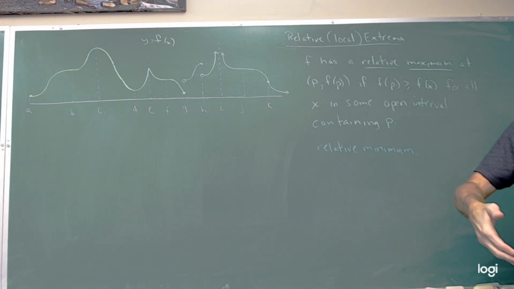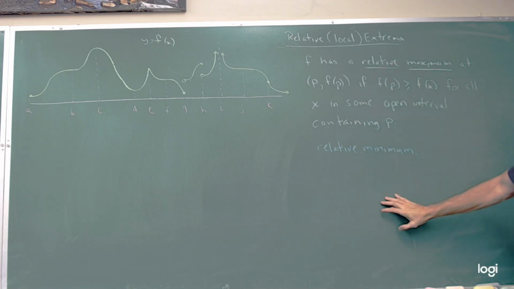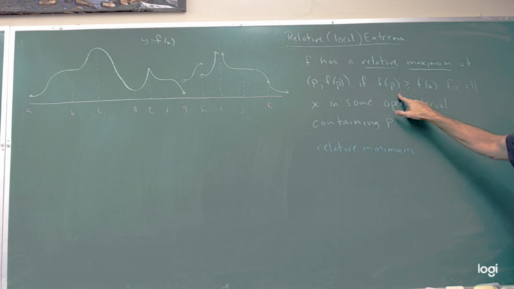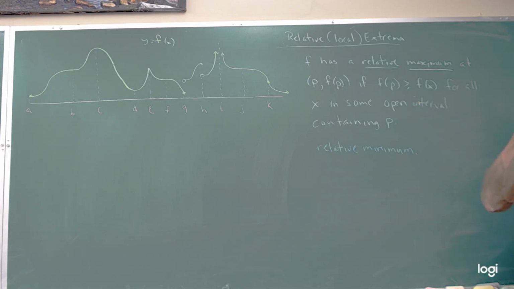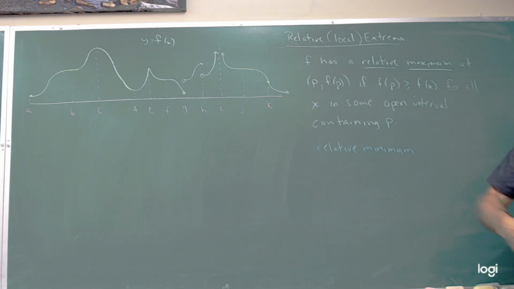And likewise, a relative minimum is going to be a lowest point. So a relative minimum looks exactly like this, except you're going to replace the f of p greater than or equal to with f of p less than or equal to. Okay, so you can have a mountaintop, which could be rounded or pointed, either one. It could be a valley, a low point, and that's a relative minimum.